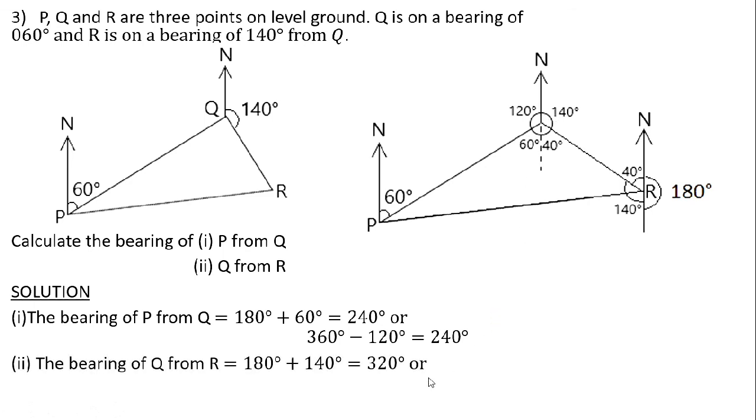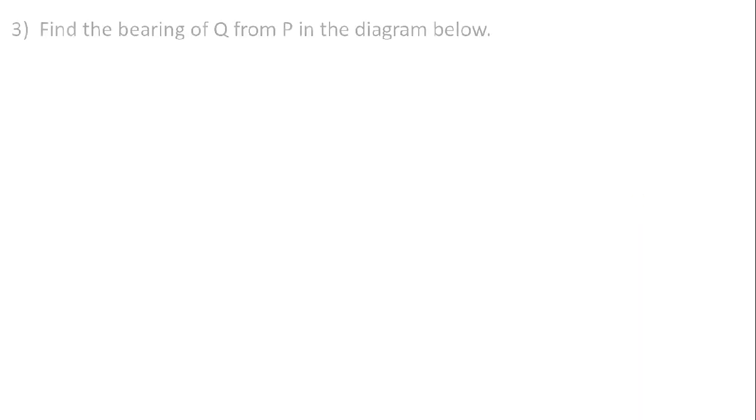The bearing of Q from R, so we are standing at R. So it's going to be 180 degrees plus 140 degrees, or 360 degrees minus 040 degrees. So we are still getting 320 degrees.